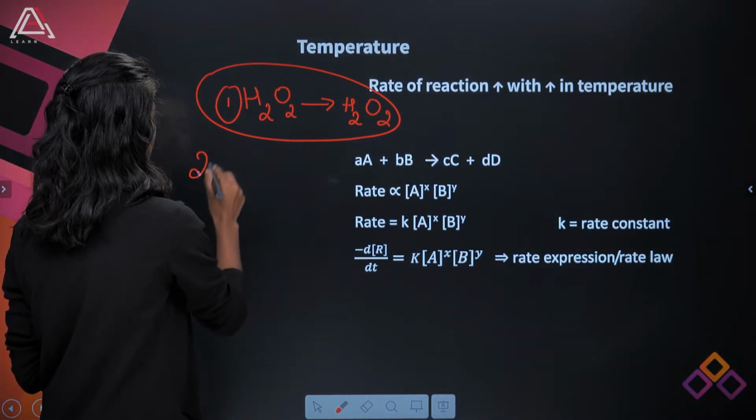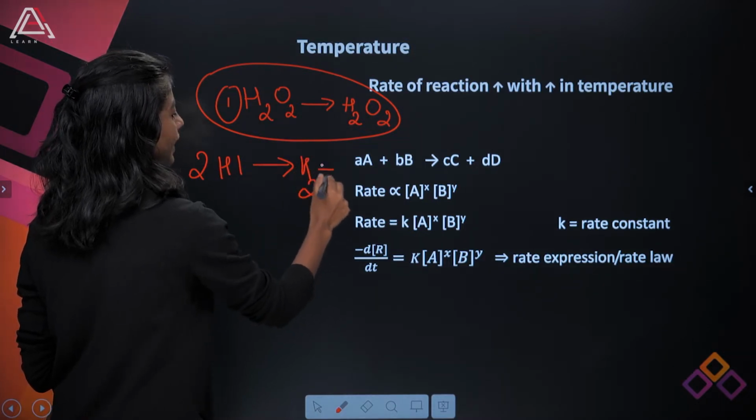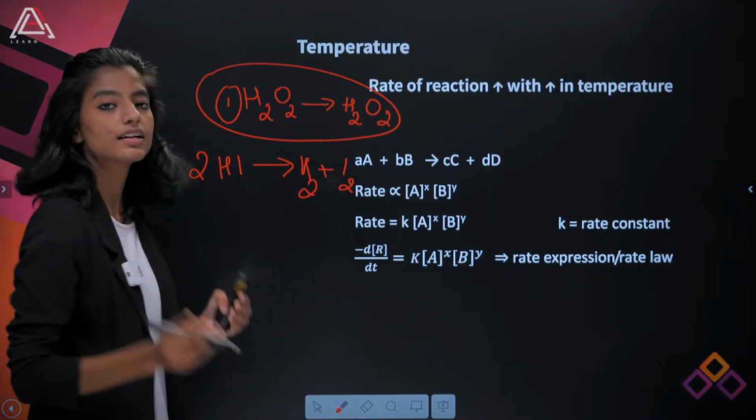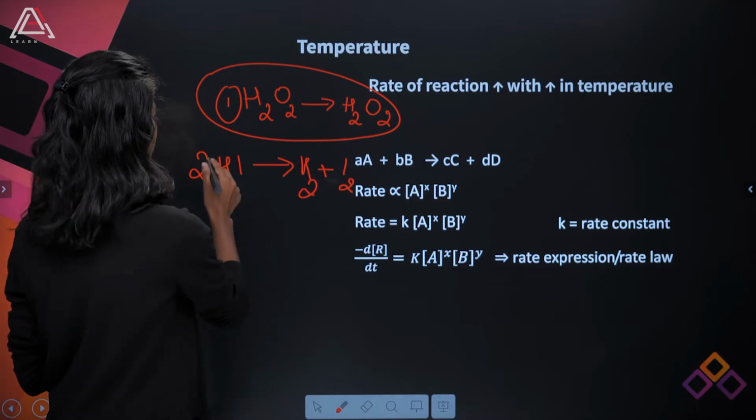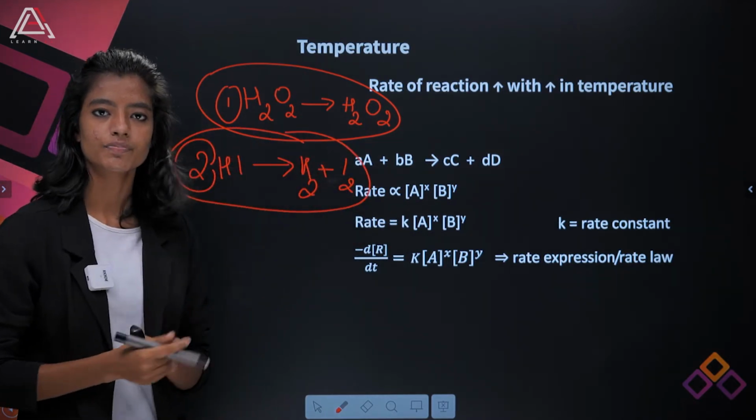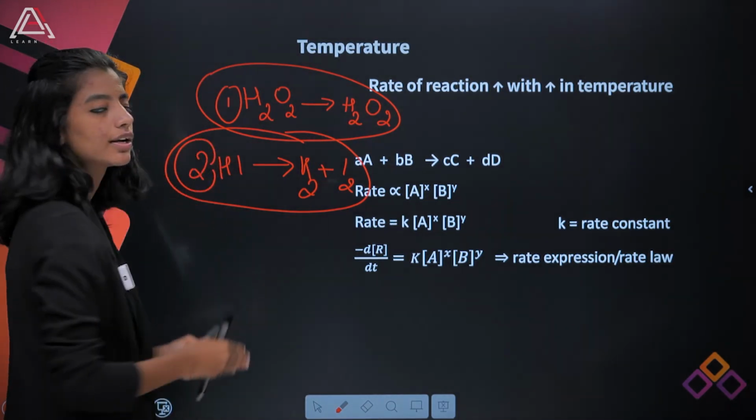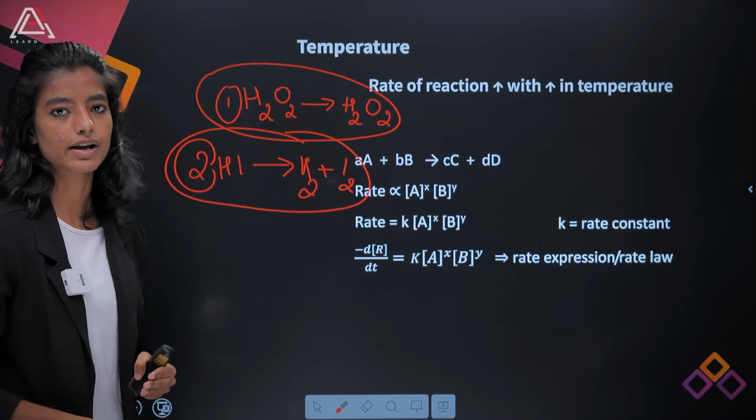Now I have 2HI gives H2 plus I2. Here the number of reacting species is 2. Hence this is a bimolecular reaction, since two molecules take part in this chemical reaction.